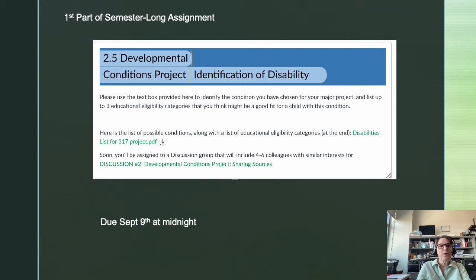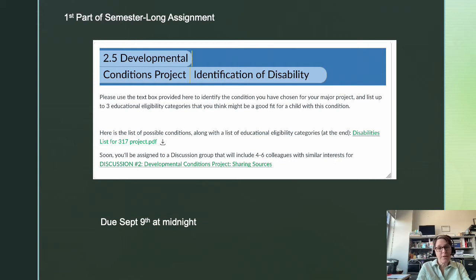And then look at the list of educational eligibility categories, which is at the bottom of that very same document, and think through, if the child has this condition, for what I know about it, what might the child be eligible for in special ed? There usually are up to 3 categories in this educational eligibility system that might apply.